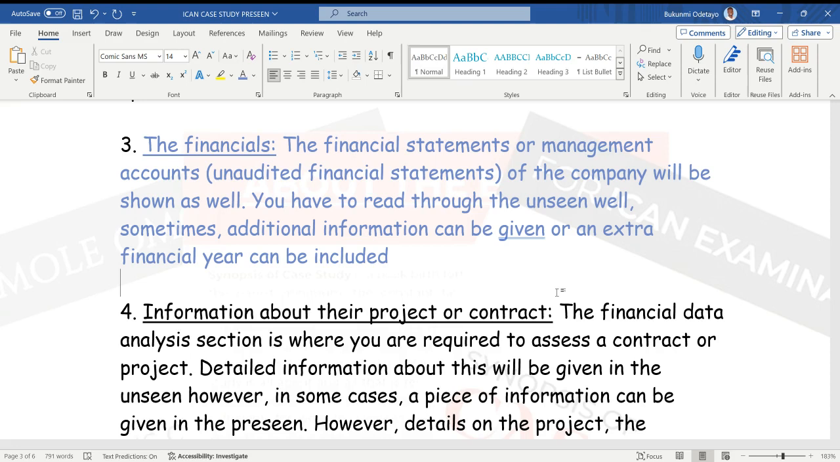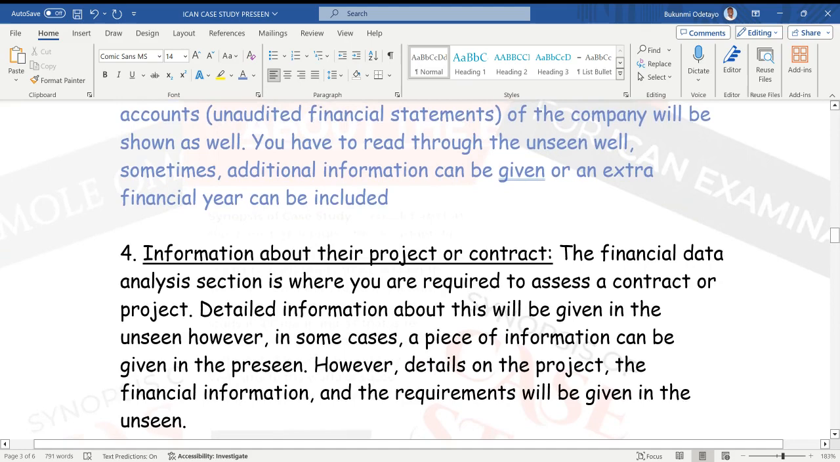So you have to actually read the unseen, check if there's additional information, and sometimes they'll give you an extra financial year. So let's imagine that they give you financial years from 2015 to 2018 in the preseen. Now in the unseen, they can add an extra 2019. So you understand? If you're doing a trend analysis, you cannot just do trend analysis for 2015 to 2018. You have to do trend analysis for 2015 to 2019. So you have to compile everything together, right?